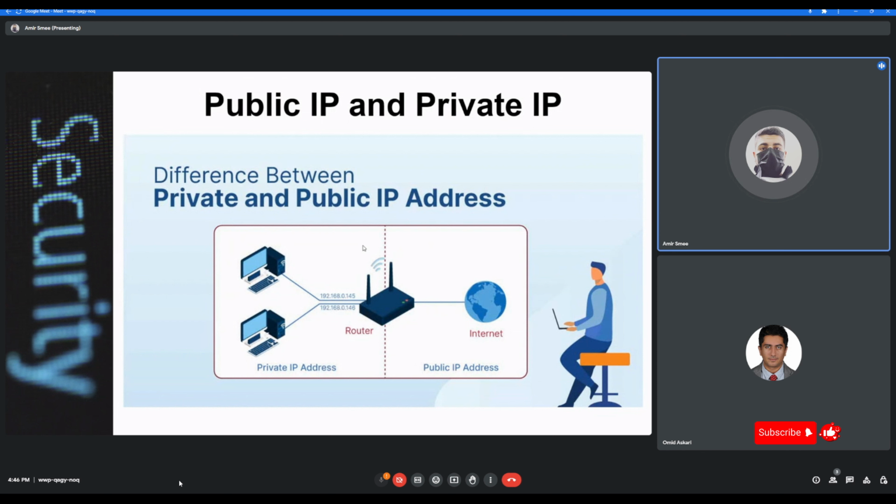The main difference between the two is public IPs are used to identify a computer on the internet, while private IPs are used to distinguish computers on a private network from those on an outside network. Furthermore, a public IP must be unique across the entire web, but a private IP must be unique only within its local network. Two computers in two different companies can have the same private IPs.